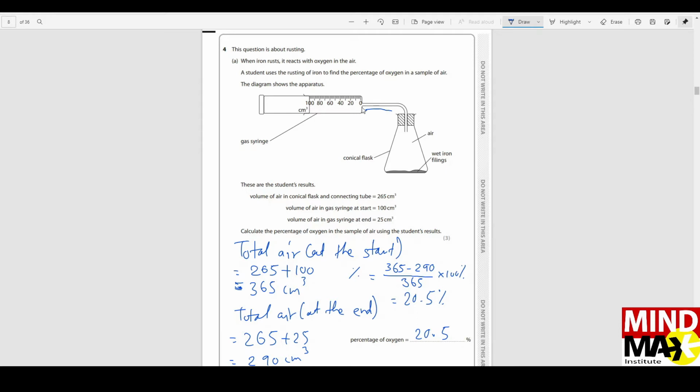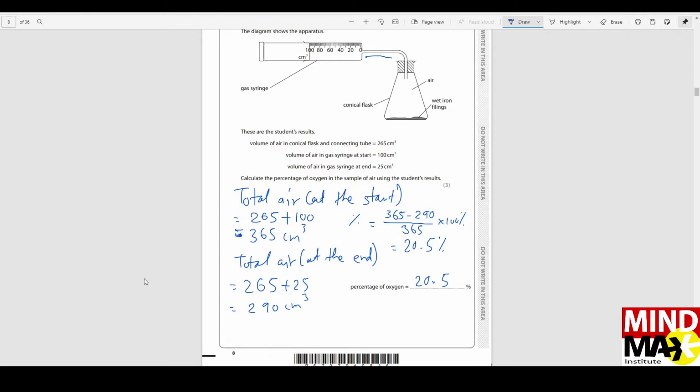So you add them, you get 365, and after the reaction we have 265 here still, but now it is 25 in the gas syringe. So it's 265 plus 25, that's the total air at the end. Now what's the percentage of oxygen? To find the percentage of oxygen, you have to find the difference between them, how much has been used up. So 365 minus 290, that's the amount that's been used up, and the original amount was 365. This was the original amount of air, so we get 20.5%.